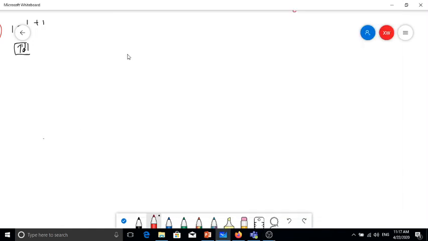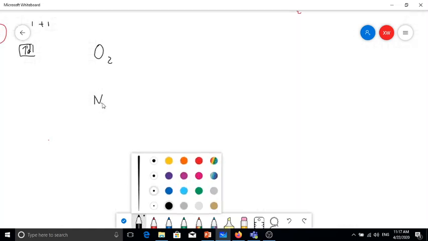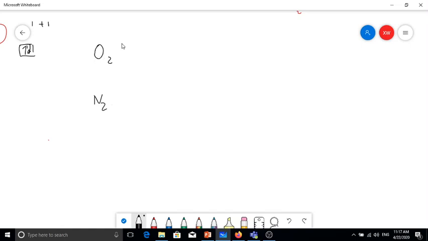Okay, this is the third video about Lewis structure of covalent compounds. In this video, we're going to talk about Lewis structure of something we're quite familiar with, such as oxygen gas and the nitrogen gas. Let's look at the oxygen gas first. Since there are only two atoms, it's going to make it look relatively simpler.